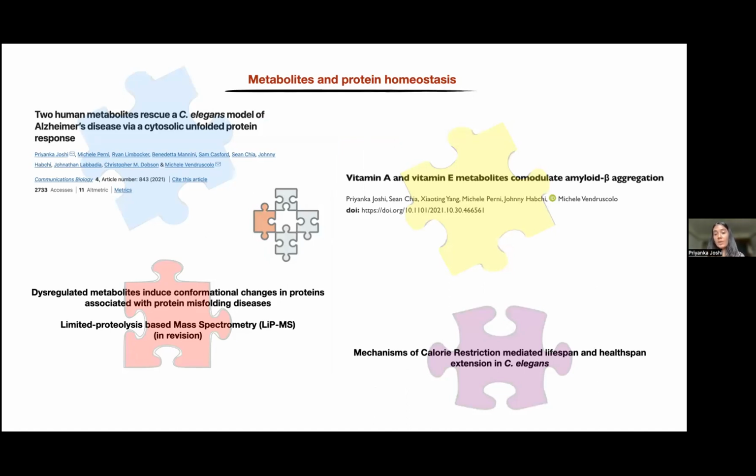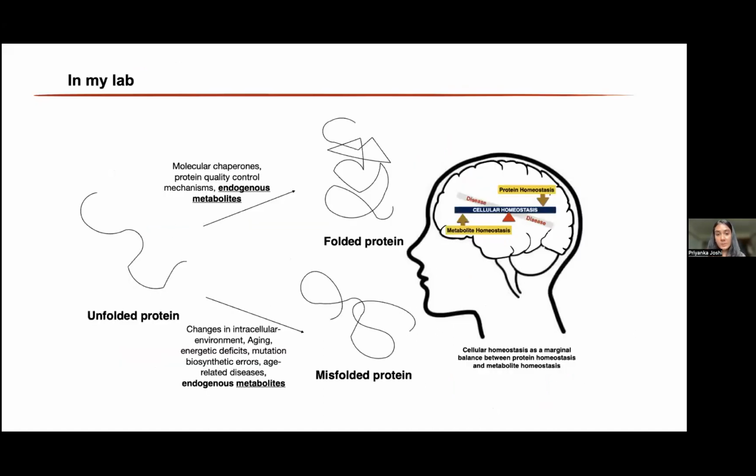Right now, I'm also working on the mechanisms of calorie restriction, which is the most robust mechanism for lifespan extension. That also involves certain metabolites like ADP, NAD, but we do not really know how it affects protein aggregation. So something that I don't talk about now, given the scope of time, but I'm studying this in C. elegans as well.